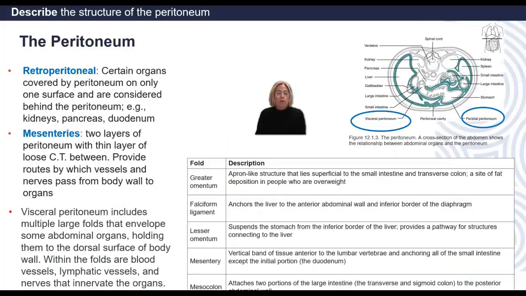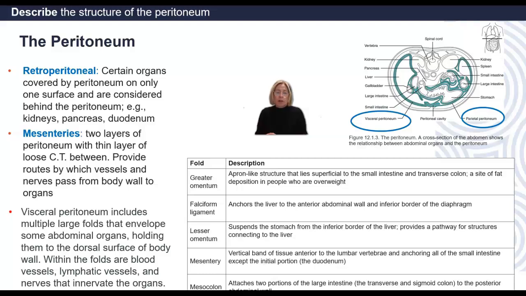As we've mentioned in a couple of topics now, there are certain organs that are in a retroperitoneal position because they're covered by peritoneum on only one surface. So they are considered to be behind the peritoneum. For example, we talked before about the kidneys, also the pancreas is retroperitoneal, and the duodenum as well. The mesenteries, as I mentioned on the previous slide, are two layers of peritoneum with a thin layer of connective tissue between them. They provide the routes for vessels and nerves to pass from the body wall into the abdominal organs.